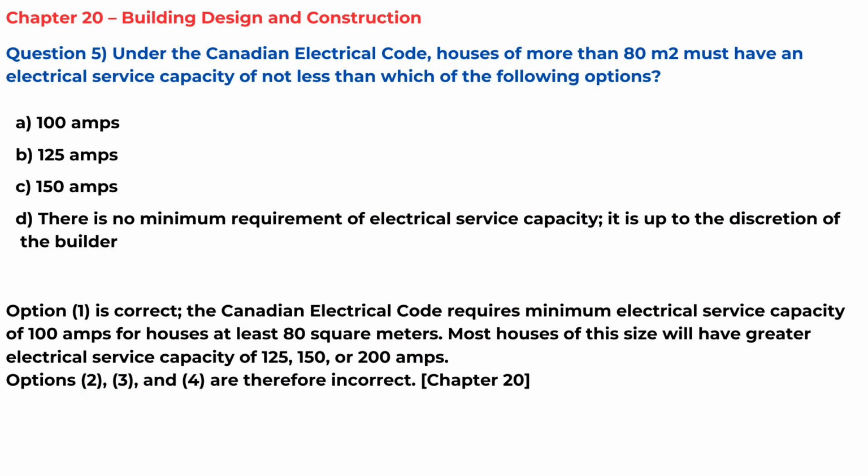Question 5. Under the Canadian Electrical Code, houses of more than 80 m² must have an electrical service capacity of not less than which of the following options? Option 1 is correct. The Canadian Electrical Code requires minimum electrical service capacity of 100 amps for houses of at least 80 square meters. Most houses of this size will have greater electrical service capacity of 125, 150, or 200 amps. Options 2, 3, and 4 are therefore incorrect.